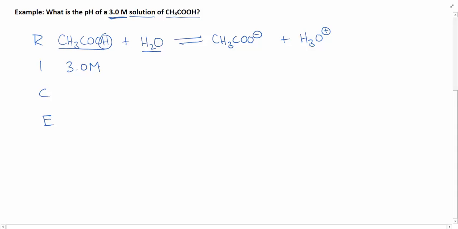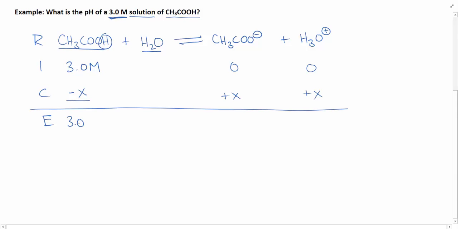Now, I know only a little bit of it is going to dissociate in water because it's a weak acid, but I don't know how much. So I'm going to say that the change is minus X, where X is a small amount that dissociates. I start out with none of the conjugate base and essentially no H3O+, but any X that disappears on the left must appear on the right. So we can say plus X and plus X. So at equilibrium we have 3.0 minus X, and we have X, and we have X.